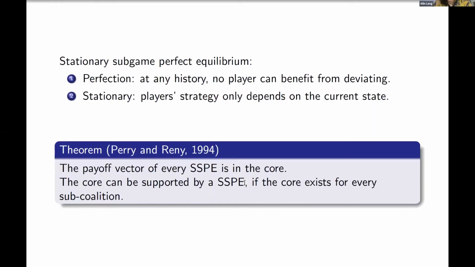The solution concept in the above procedure is stationary subgame perfect equilibrium. It is perfect if no one can benefit from deviating. It is stationary if it does not depend on history. Perry and Reny have proved that the payoff vector of every stationary subgame perfect equilibrium is in the core, and the core can be supported by a stationary subgame perfect equilibrium if it exists for every subcoalition.